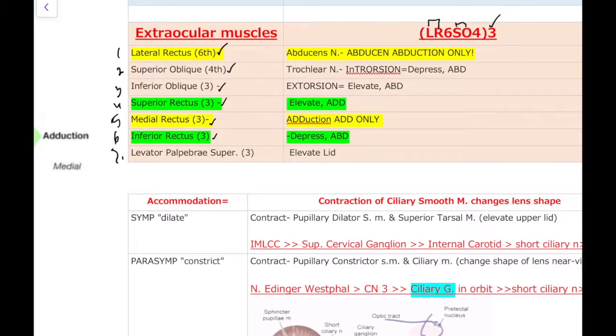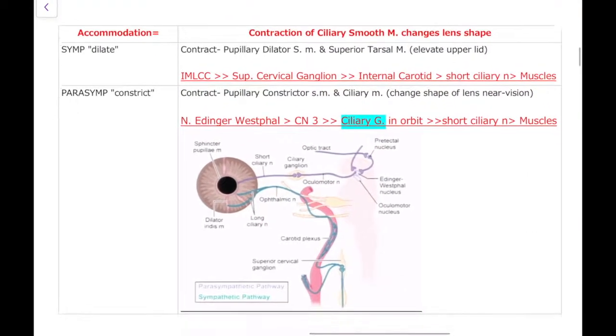Superior rectus does elevation, inferior rectus does depression, and then opposite of lateral rectus, which did abduction, we have medial rectus that only does adduction. Once again, with the help of levator palpebrae superioris and the ciliary muscle, we're able to elevate the eyelids.